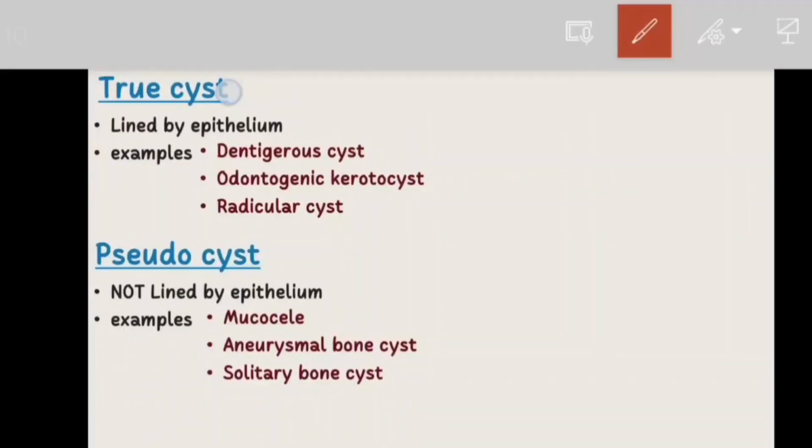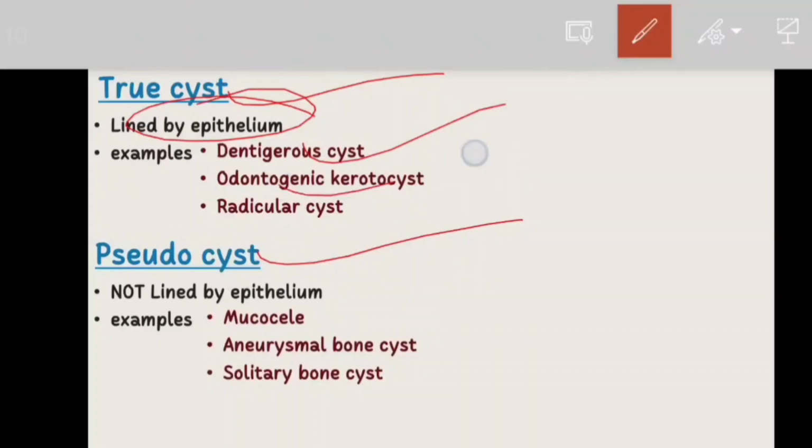Now comes a very important classification. We can broadly divide cysts into two, that is the true cyst and the pseudo cyst. So let's understand the difference. A true cyst is a cyst which is lined by an epithelium. Examples of a true cyst are dentigerous cyst, odontogenic keratocyst and the radicular cyst. So if I tell you that a cyst has an epithelial lining, what will you call it? That is the true cyst.